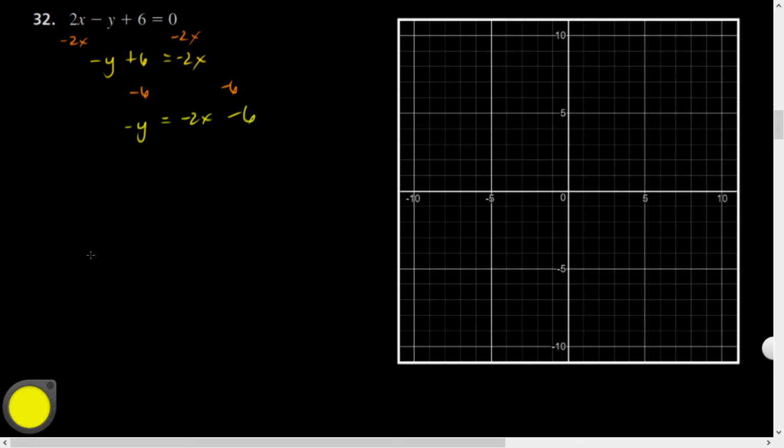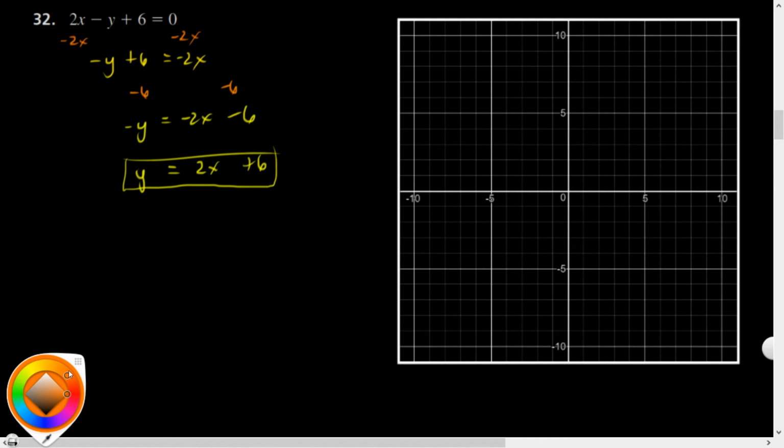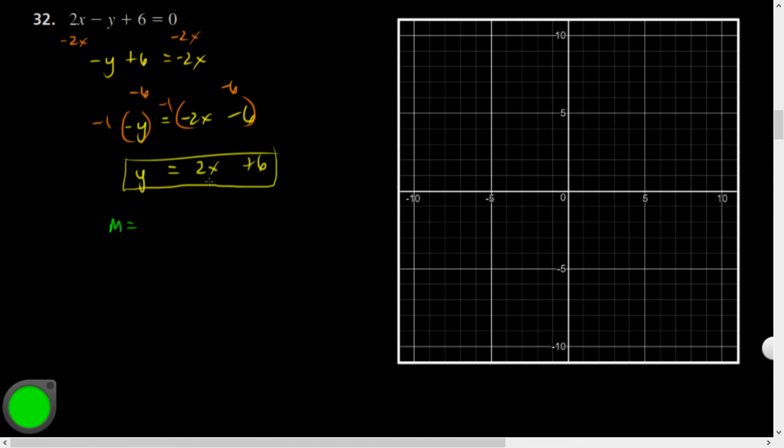So what is positive y going to equal? Just going to be the opposite of all of those things. So y equals positive 2x plus 6. Because I opposited everything. Another way you could think about that is multiplying both sides by negative 1. That's a legit way. Dividing by negative 1 also works. So now that I've got it in slope-intercept form, what is the m? 2.